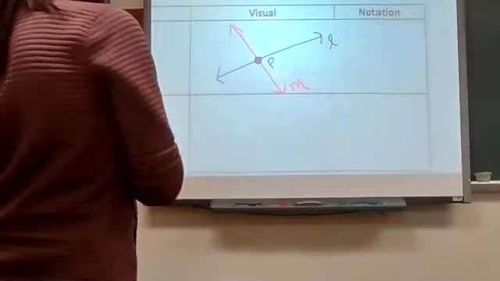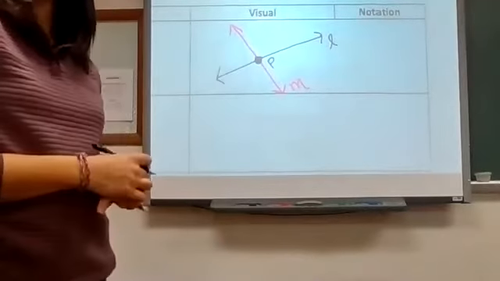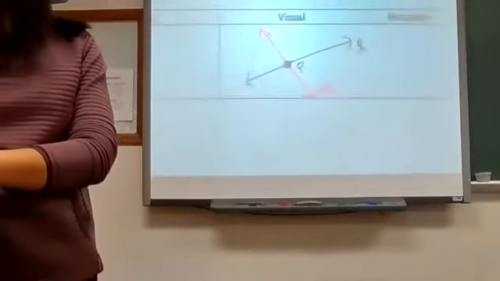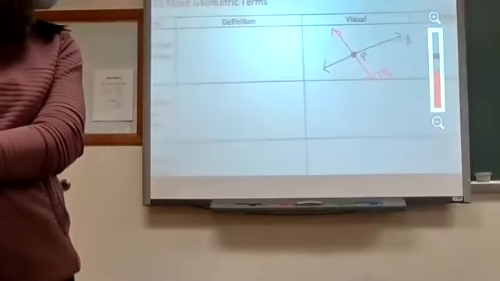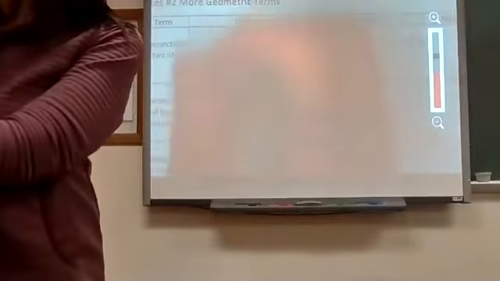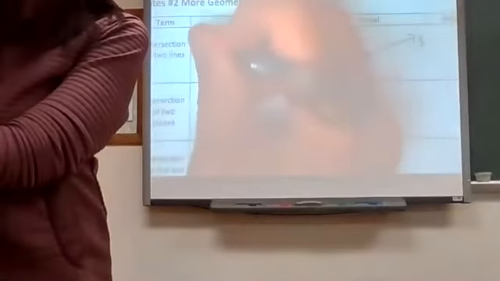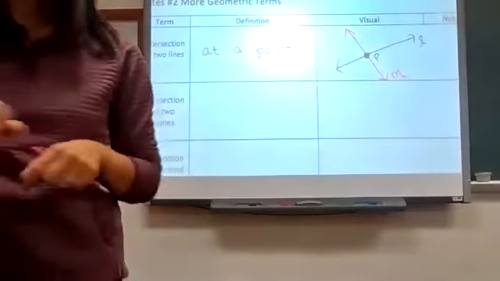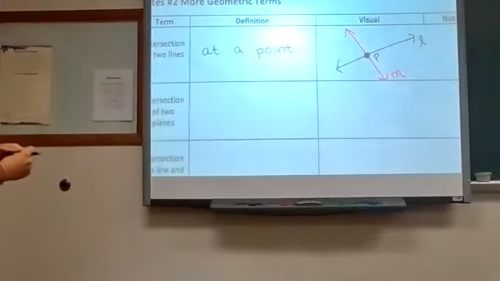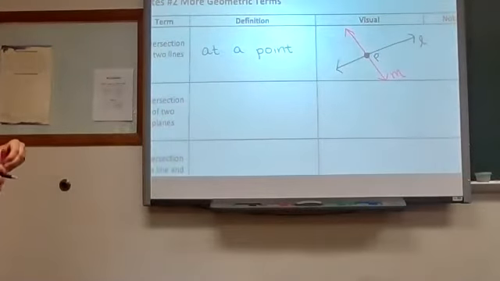So I'm not really doing a definition here. I'm saying what happens when two lines intersect. Two lines intersect at a point. Okay, the intersection of two lines would be at a point. You're going to test your drawing skills on the next couple.